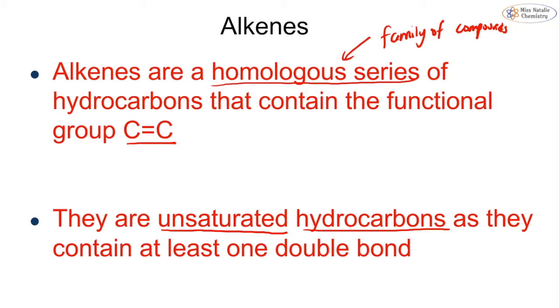Now again, this could be a very common exam question, very similar to the alkanes. So why do we call it a hydrocarbon? Well, it's because we have hydrogen and carbon only. And why are they unsaturated? Well, it's because they contain at least one double bond between the carbons. That is what we call unsaturation, where there is a multiple bond, and in this case, it's a double bond between the two carbons.